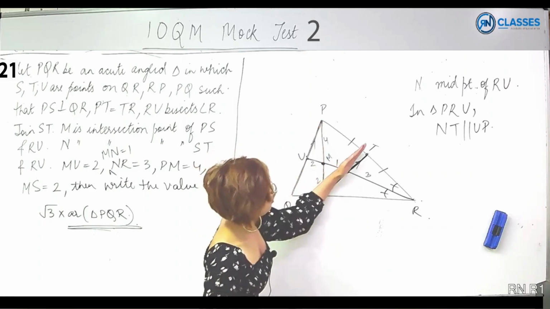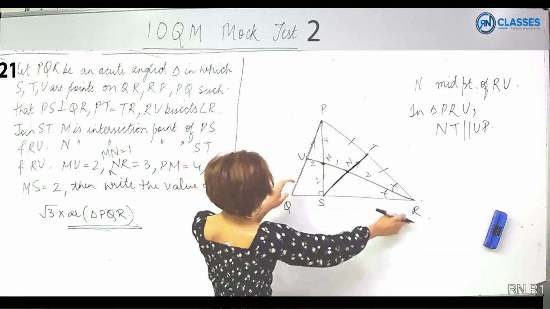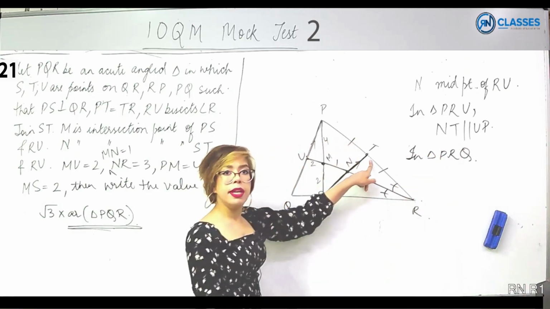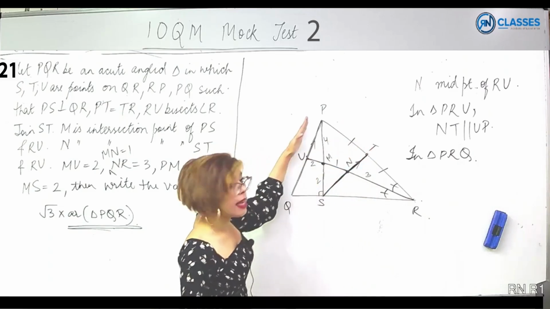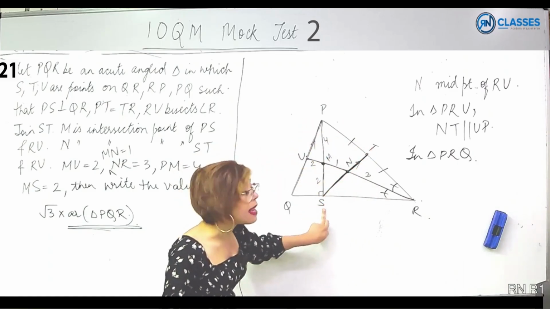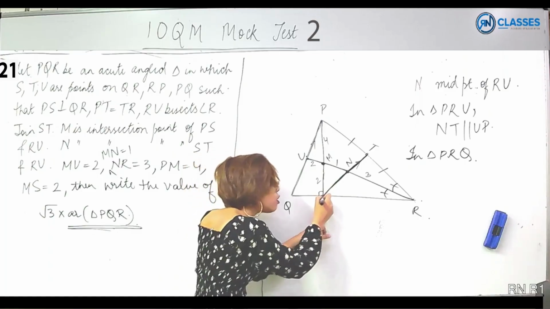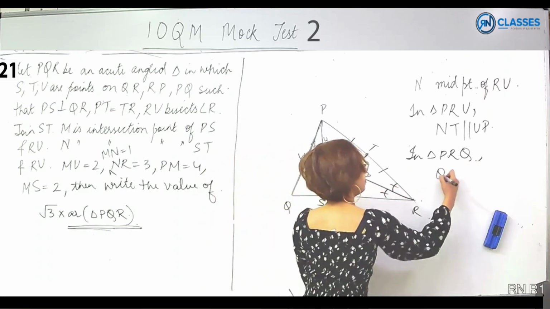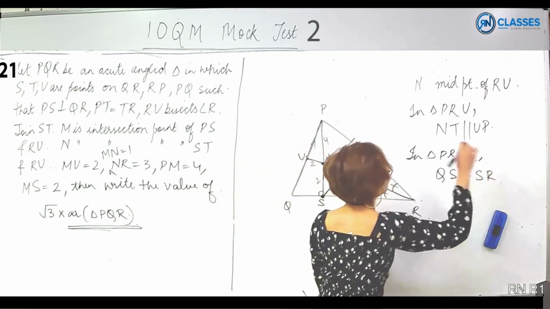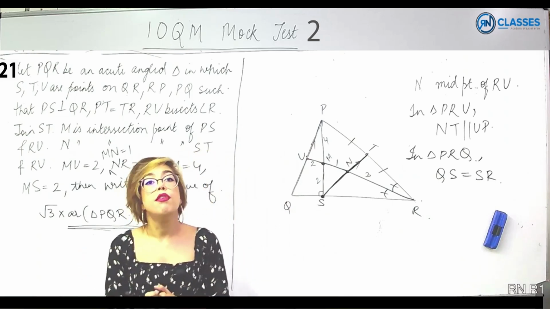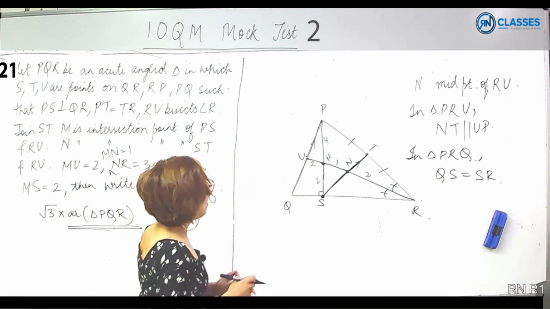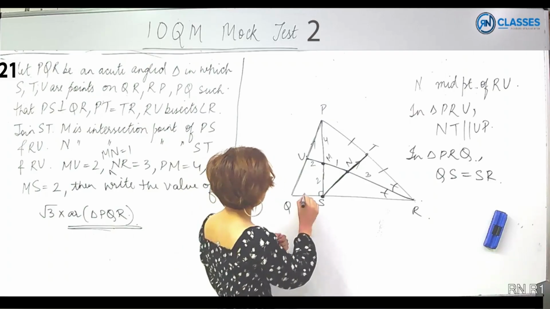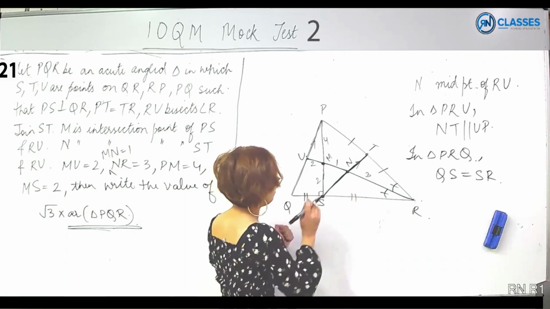Right? Now if this is parallel to this, come to the bigger triangle PRQ. In triangle PRQ, T is the midpoint and this is the line parallel to this side. That means it will bisect the third side. That means S has to be the midpoint and QS will be equal to SR. Right? This is the converse of midpoint theorem. Okay. Now, what else? Now, S is the midpoint.